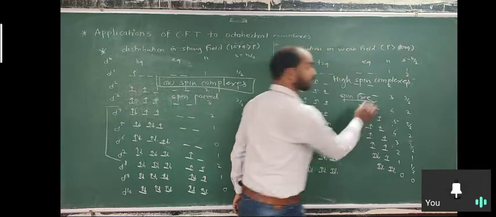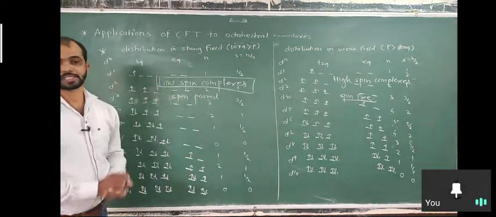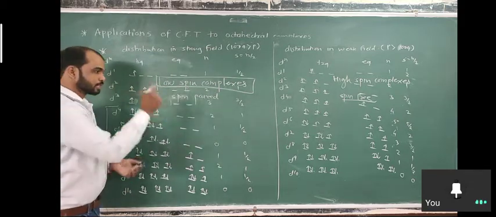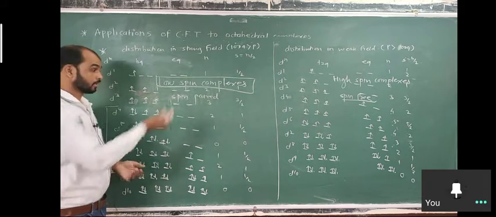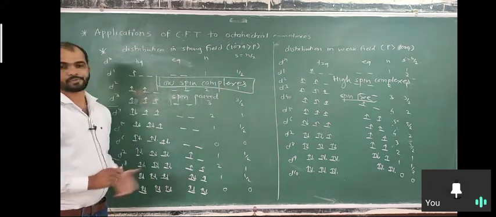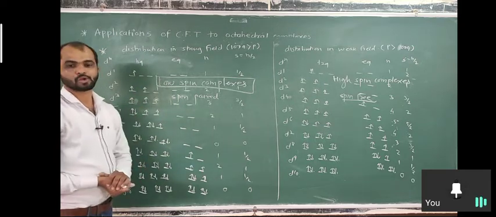Do you remember? Spin free and spin paired. There is a comparison between the outer and inner orbital complexes. Outer, inner, ionic, covalent, low spin, high spin. Then spin paired, spin free. So this theory explains the low spin and high spin complexes.